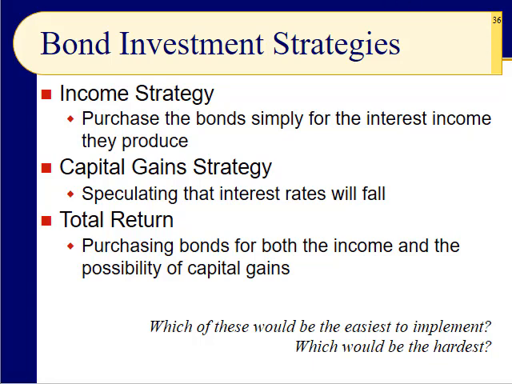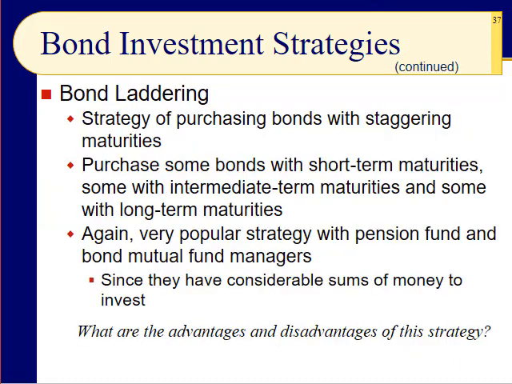Okay, so those are the strategies. Income strategy being the easiest. Bond laddering. This is something, again, for the wealthy. If you have tons of money to put into bonds and you want to buy your own individual bonds, what you do is you have a ladder.